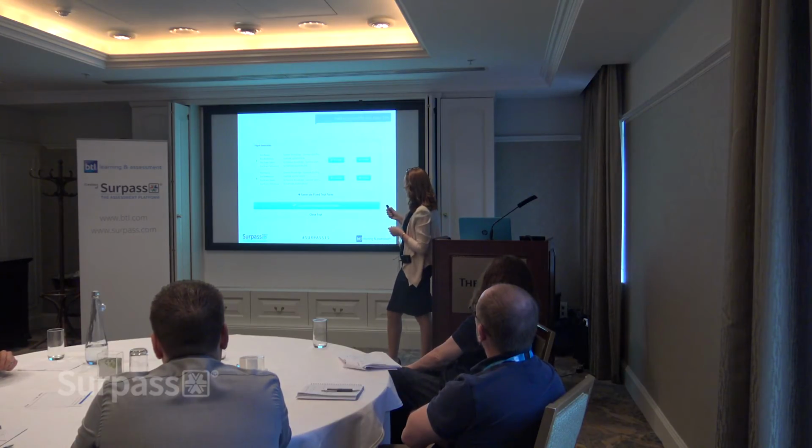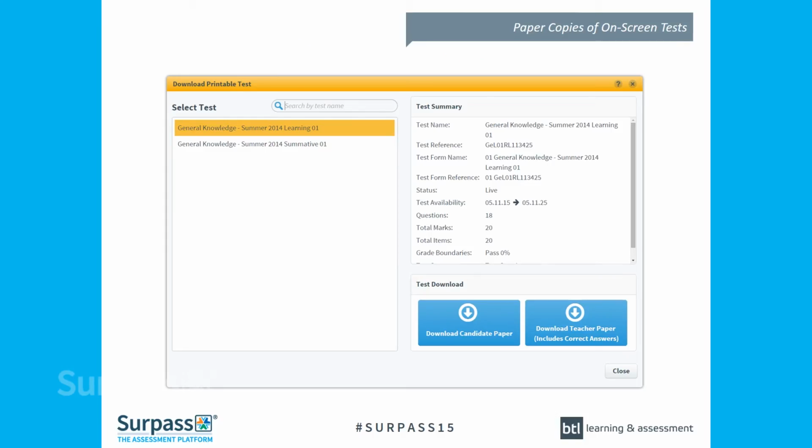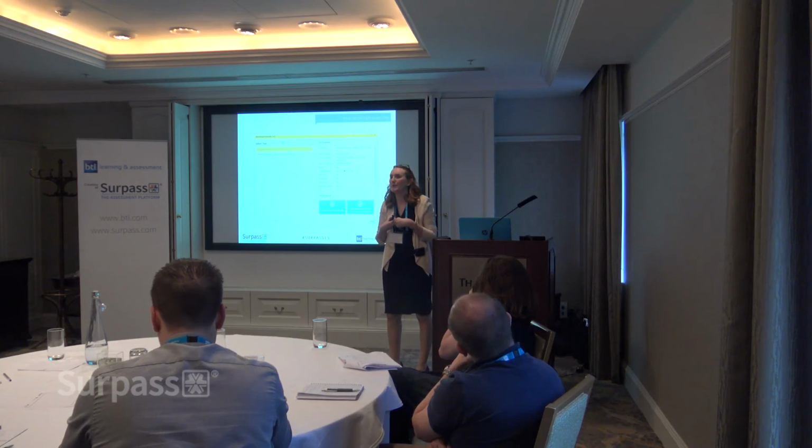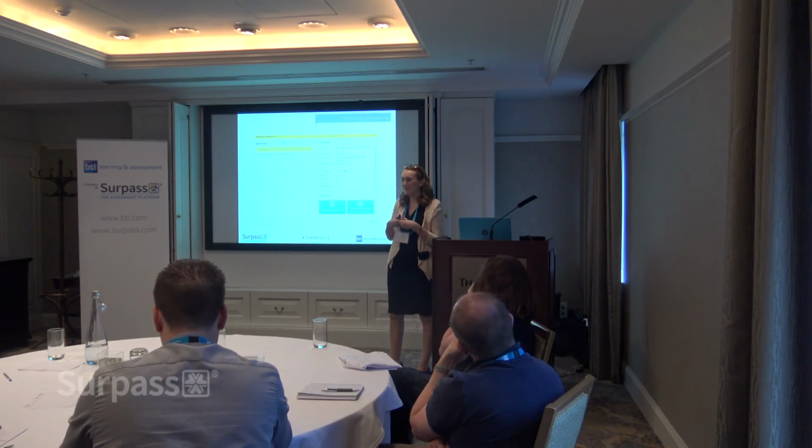Okay. So I think I need to go back because I've got these in the wrong order. So this was to show you about how it's not just paper tests that you can print copies of now. You don't have to create it as a paper test. If you've got on-screen tests that you created in the test creation screens or in the wizard, you can download a printed copy of that. It's not just for using as a paper version, but for review sometimes, I know people do prefer to review on paper.